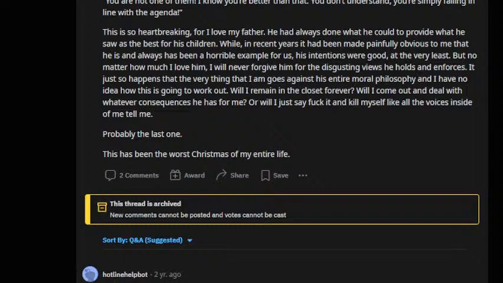Anyways, in recent years, it has been made painfully obvious to me that he is and always has been a terrible example for us. His intentions were good, at the very least, but no matter how much I love him, I will never forgive him for the disgusting views he holds and enforces. It just so happens that the very thing that I am goes against his entire moral philosophy, and I have no idea how this is going to work out. Will I remain in the closet forever? Will I come out and deal with whatever consequences he has for me? Or will I just say fuck it and kill myself like all the voices inside of me tell me? Probably the last one. This has been the worst Christmas of my entire life.